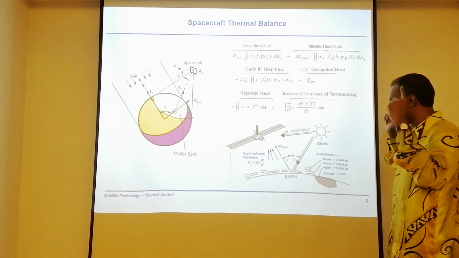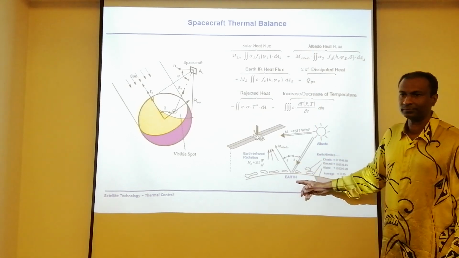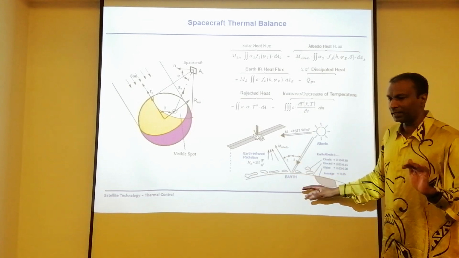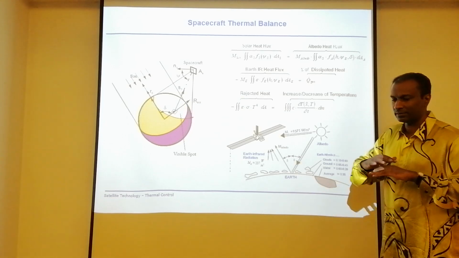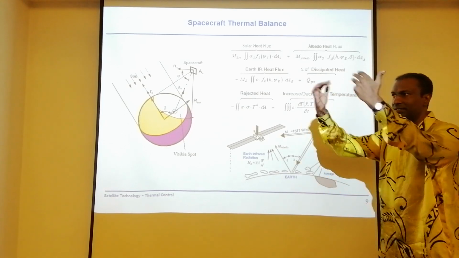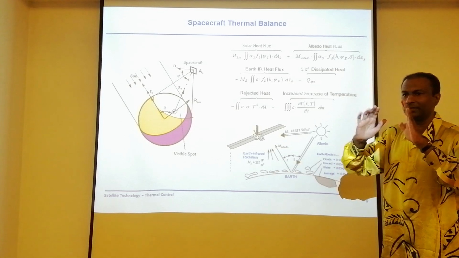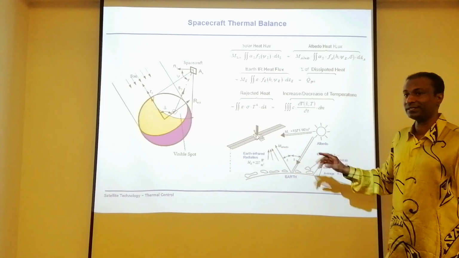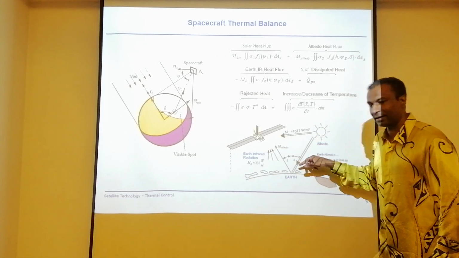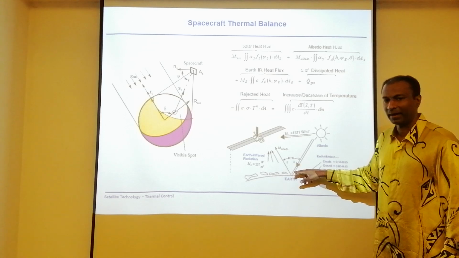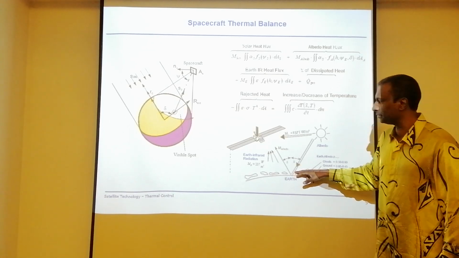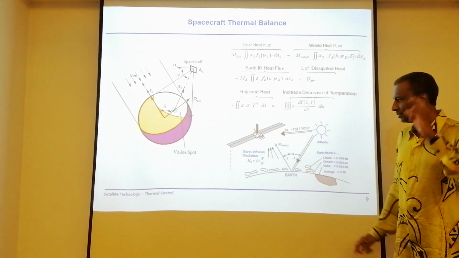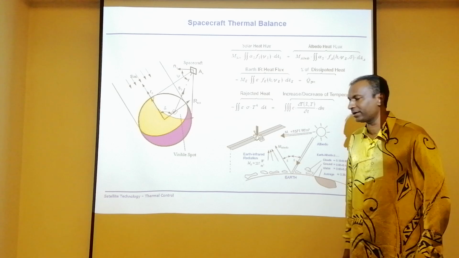So the second one is basically what we call albedo. Albedo heat, imagine it's simple. Planet Earth, like a mirror, receives the sun ray and reflects it. And that one is albedo. So the source of albedo is actually the sun reflected by the planet Earth surface back to the satellite. 2 sources. Third one is Earth infrared.